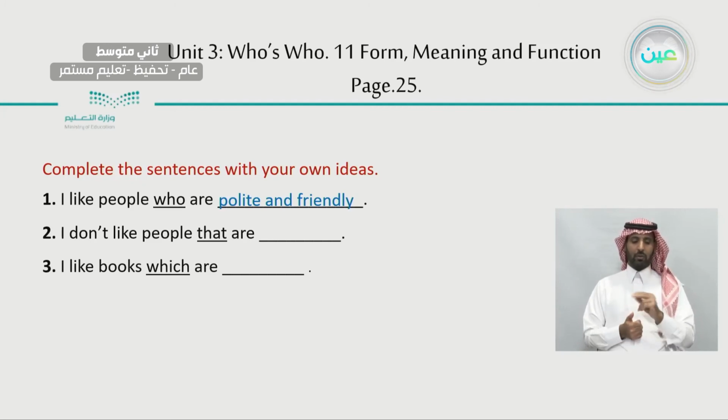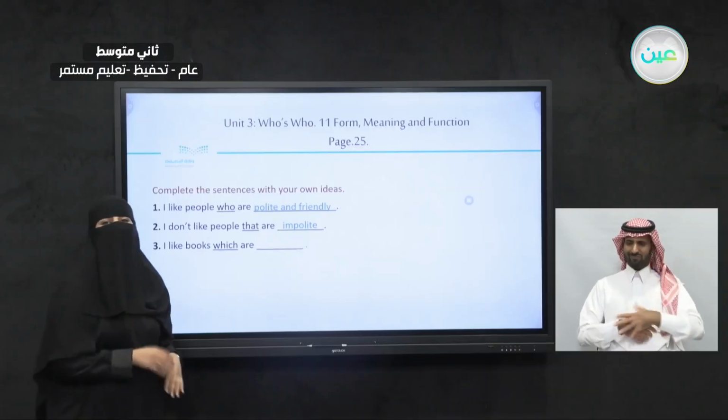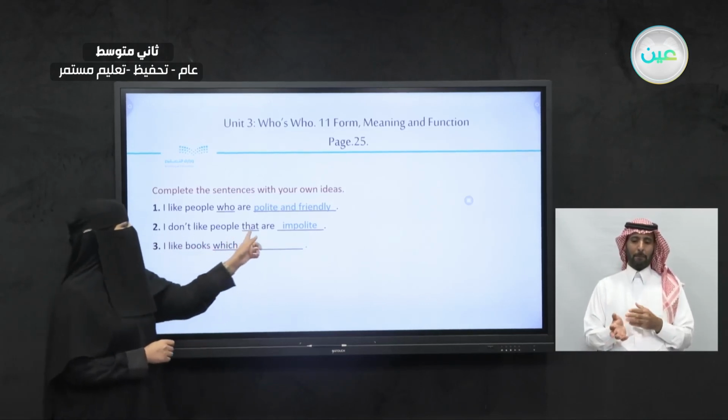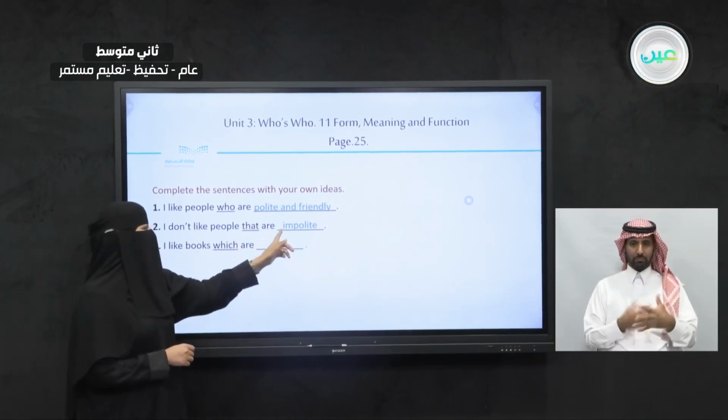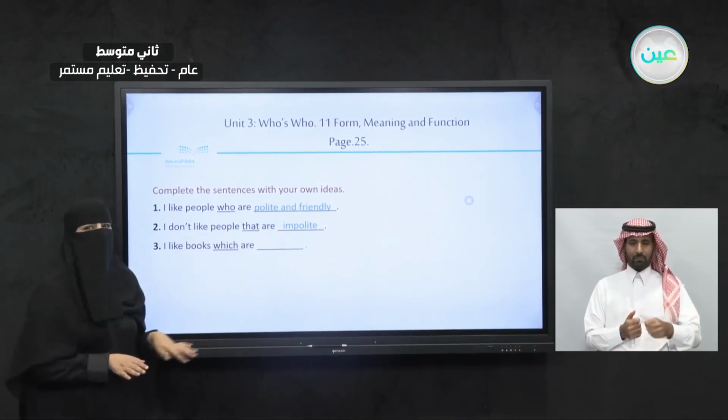So, actually you can use who or that to talk about people, right? I don't like people that are impolite, the opposite of polite, impolite. I don't like people that are impolite. So this is a bad quality that we don't like in people.